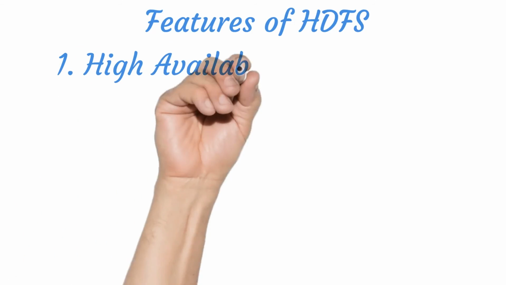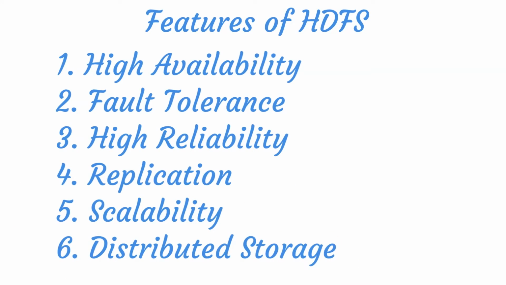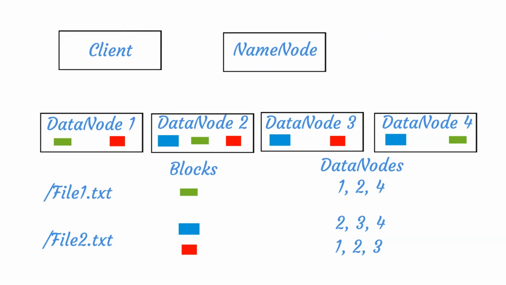So let's talk about important features in Hadoop HDFS. First of all, it is high availability, then fault tolerance, high reliability, replication, scalability, and distributed storage. So let's talk about high availability. In this file system, data gets replicated among the nodes in the Hadoop cluster by creating a replica of the blocks on the other slaves present in the HDFS cluster. So whenever a user wants to access this data, they can access their data from the slaves which contain its blocks.